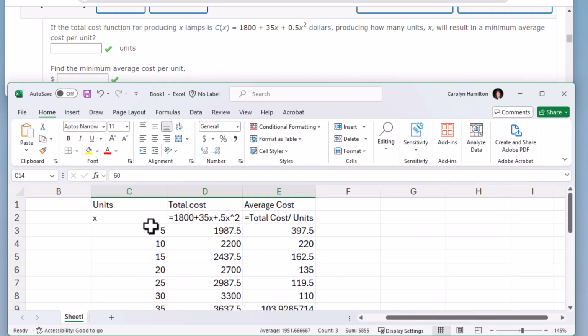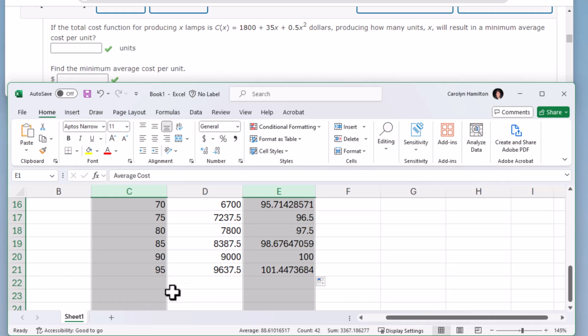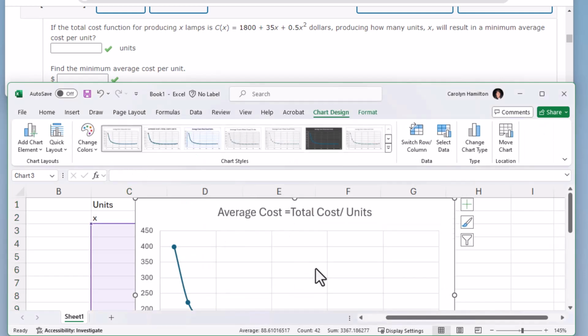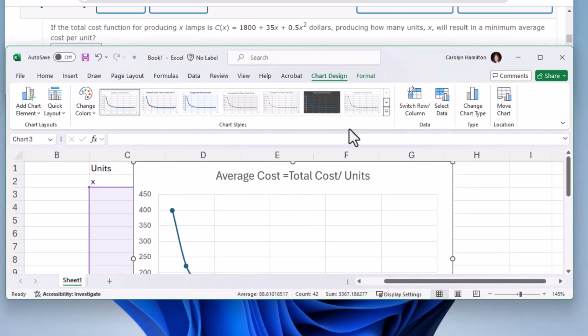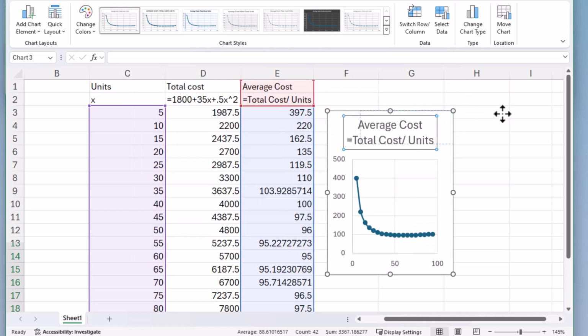I could also, since there's nothing else on this page, choose the entire column, hold down the control key, choose the other entire column, and Excel will only graph where there's data. So I want to insert a graph. This is what my average cost function looks like. Let me make it a little bit smaller so we can see it better. See, the average cost comes down sharply and then levels off. From the graph, those all look like the same value. It would be hard to tell from a graph what the minimum is, but with the data, I can see where it is.